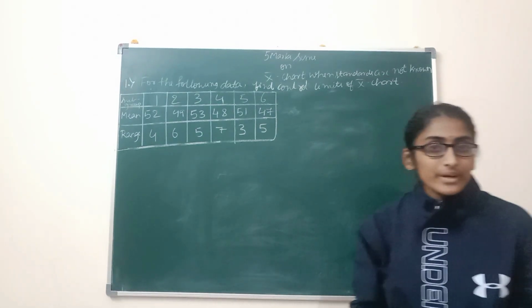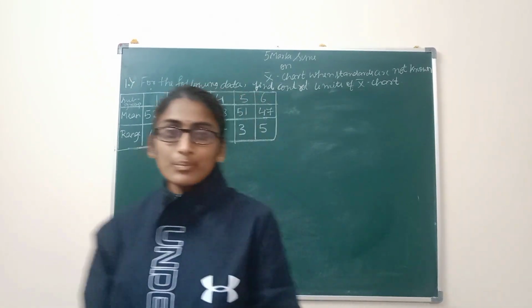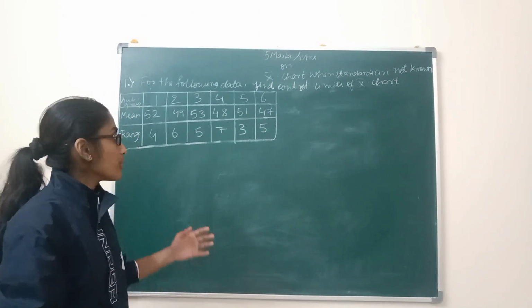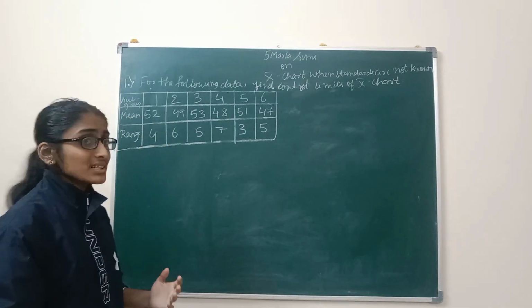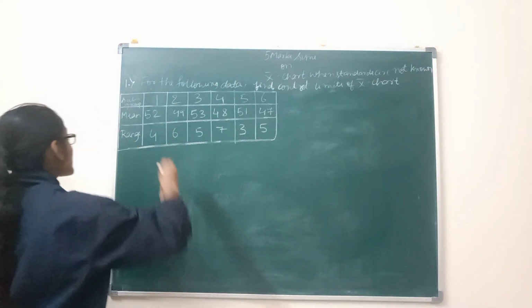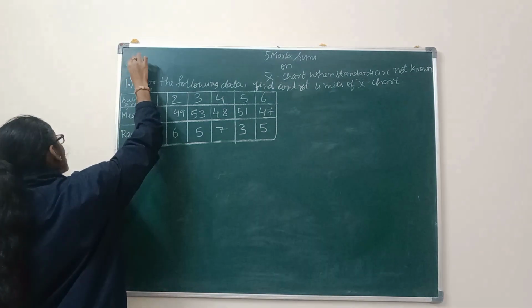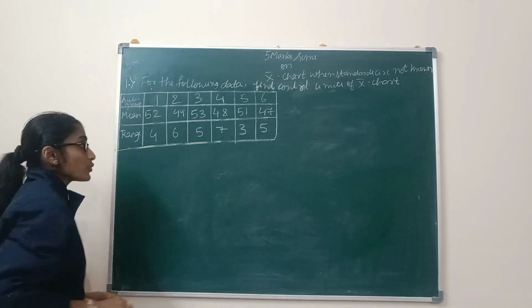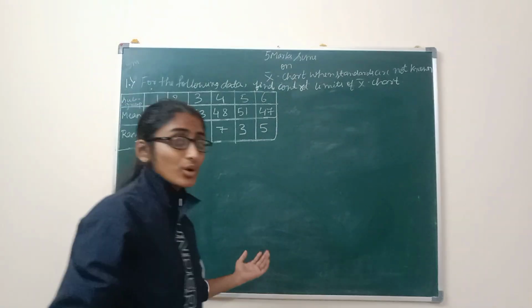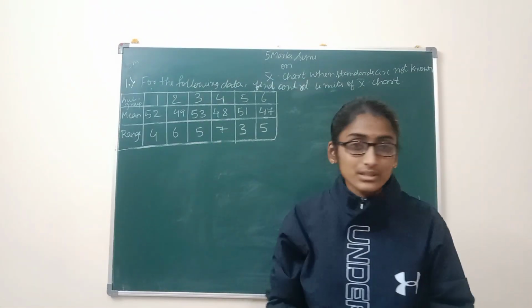So in the previous video I had told you that in the next upcoming video we'll be making a video on X bar chart when standards are not known. This is a 5-mark question. They will ask you for 5 marks. So how to identify that standards are not known, in case when they are given like this.